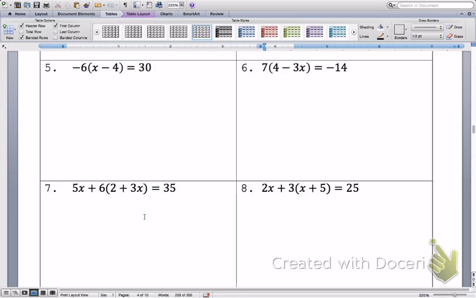So a very common mistake is to do this and not actually distribute the -6 to the 4. So be very careful with that. Tends to be a regular common mistake.